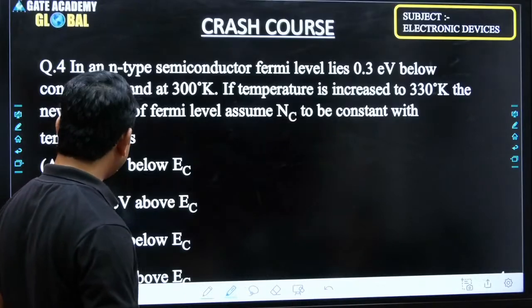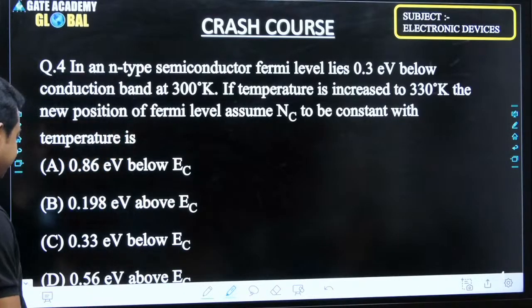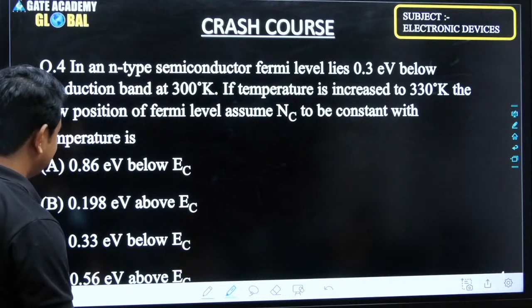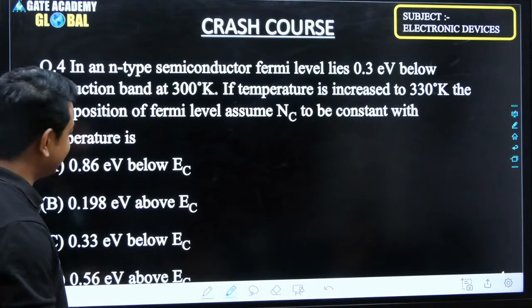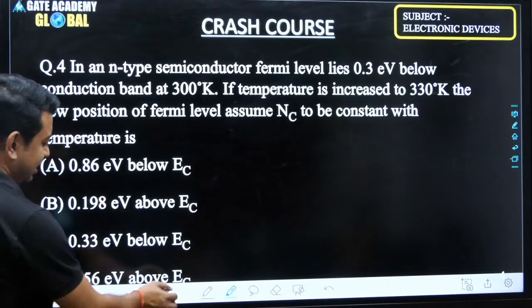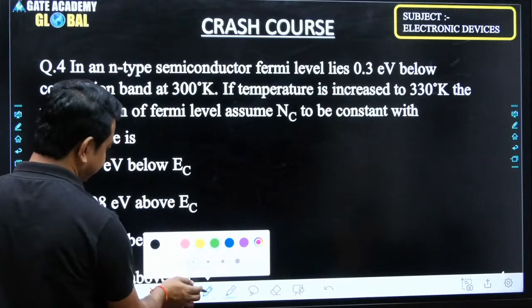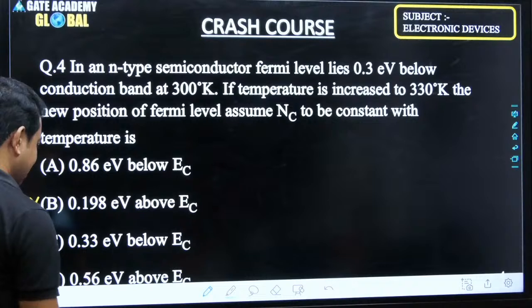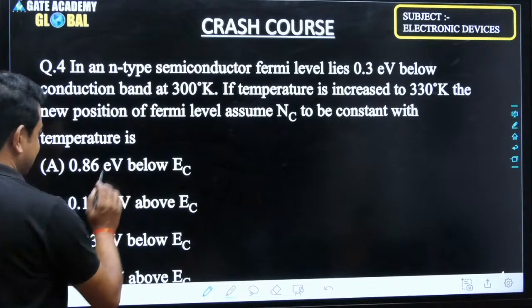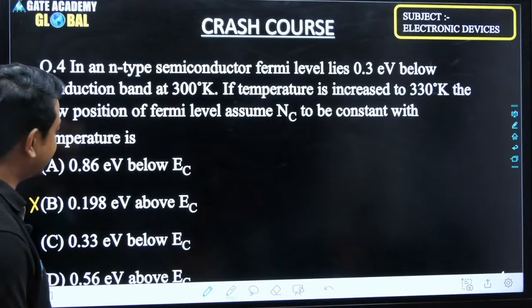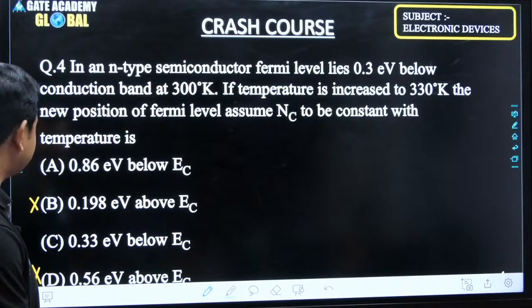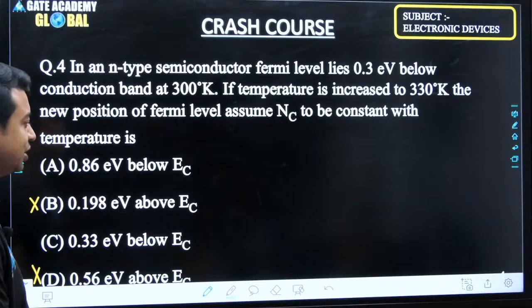So do you have the options? Yes, we have the options. We are having 0.86 electron volt below EC. Below EC means it is right. If it is above EC, then it will become a wrong answer. So this is wrong, above, and this is wrong, above. This is below, this is below. So there are two answers consisting of below EC, and these two values are greater than 0.3 electron volt.